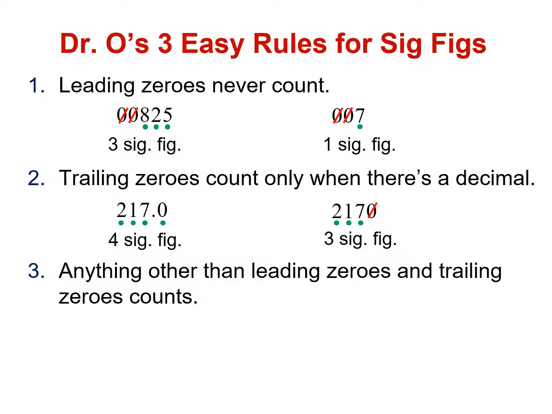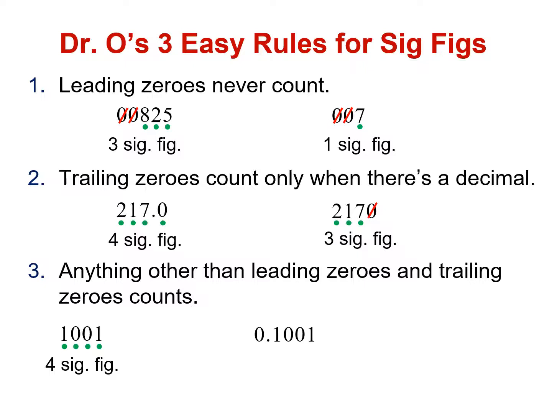And now we're at rule number 3. Anything other than a leading 0 or a trailing 0 counts. So let's look at some examples on how to apply rule number 3. So here we have a number 1001. Do we have any zeros at the beginning? Nope. Do we have any zeros at the end? Nope. Which means that by applying rule number 3, all 4 of these numbers, the 1 at the beginning, the 2 zeros in the middle, and the 1 at the end, are all important, and we have 4 significant figures in our first example.